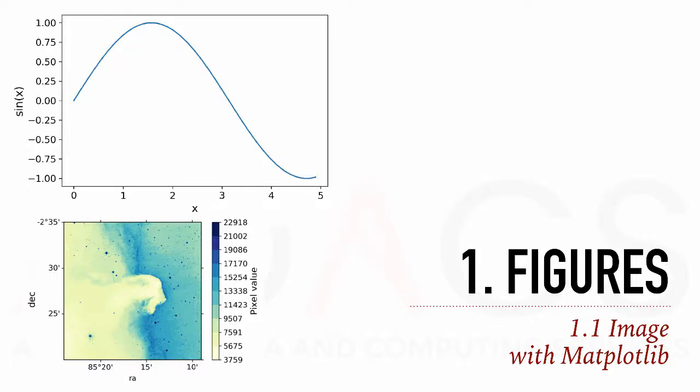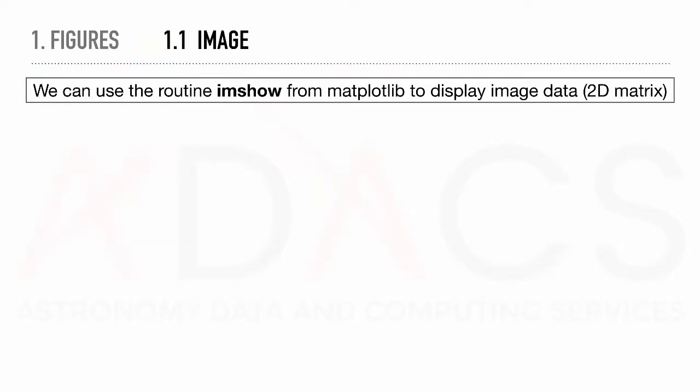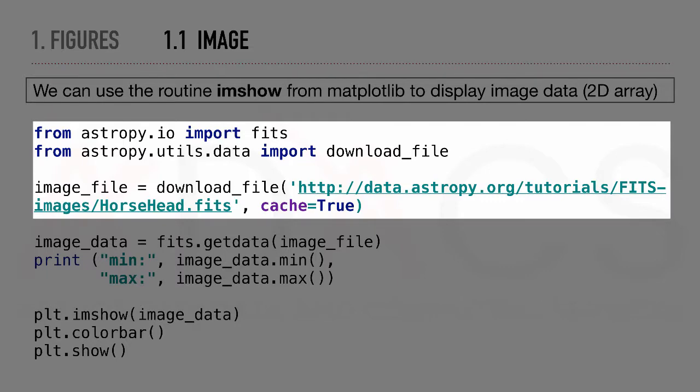In astronomy, it is common to deal with grayscale images, where each pixel of the image corresponds to a measured quantity, like the flux recorded by a camera. To visualize an image, we can use the imshow function of Matplotlib. For this example, we will use the AstroPy module's fits and download file to download the data and open it.